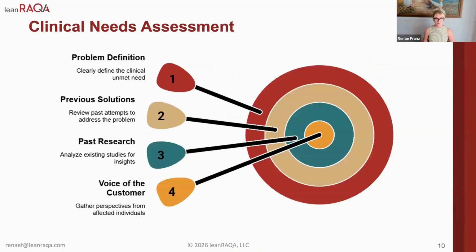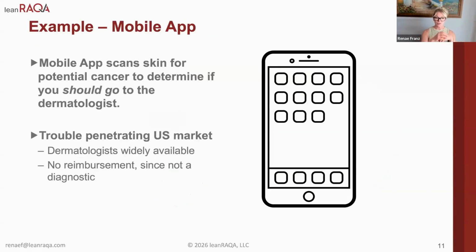So part of that is the clinical needs assessment. You're defining a problem, you're looking at previous solutions, you're looking at past research, and I would say equally as important to those other four is the fifth one, the voice of the customer. And here's why. This is an example of a company that came to us from Europe. They had a mobile app, and it was designed to scan lesions on the skin and tell you if it might be a skin cancer or not.